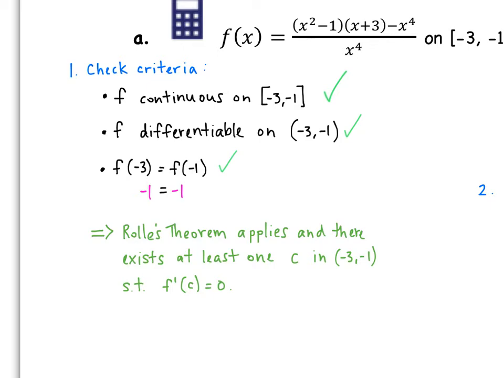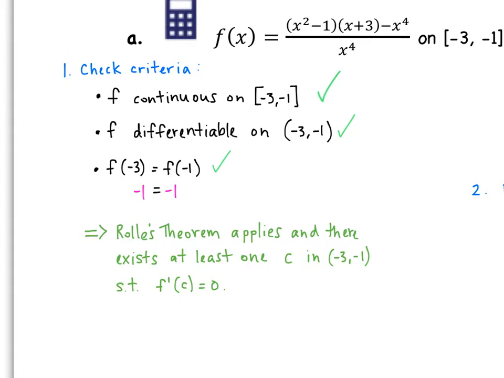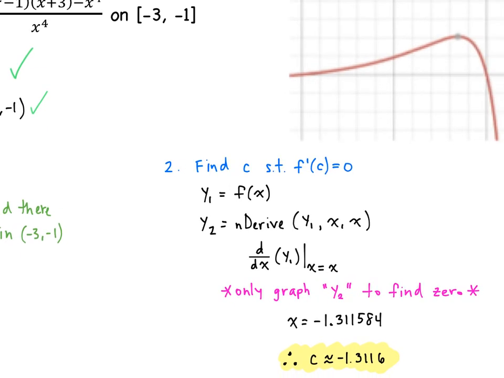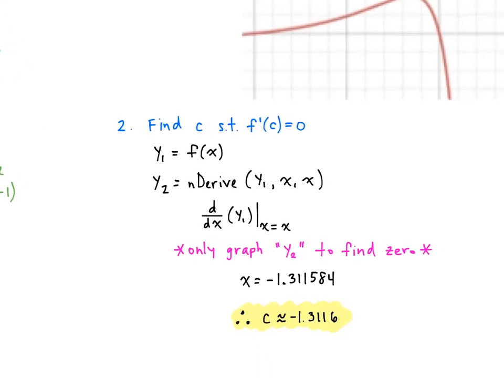So now let's find that C value. What we need to do is set f prime of C equal to 0. We can do this on our calculator. It's a good practice. Okay, so in y1, I want you to plug in the function f of x that was given to us. In y2, use the n-derived function.